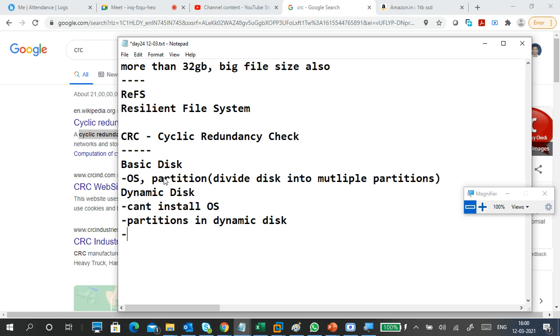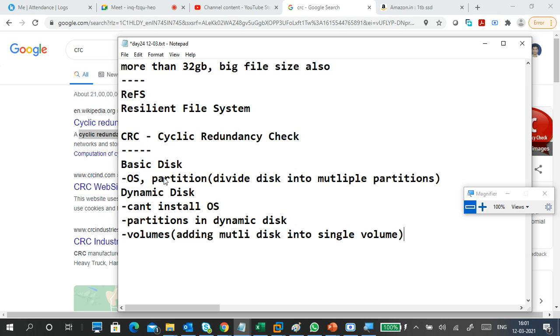Okay, we can create partitions in a disk, but the disk's purpose is not for creating partitions. Its actual purpose is creating volumes, meaning adding multiple disks into a single volume. We can't call that a partition, because a partition is just a C drive or D drive, but we call this a volume.